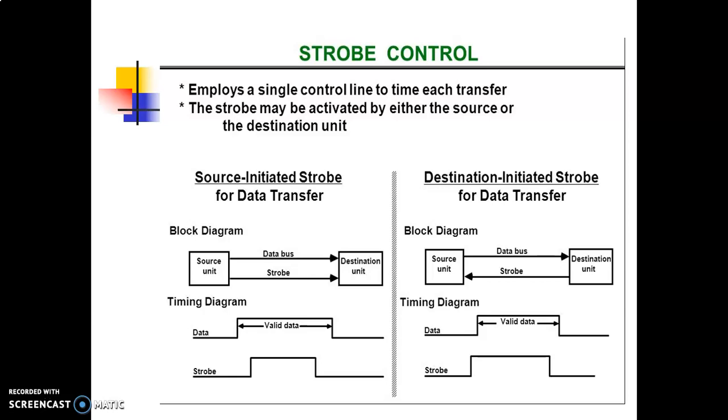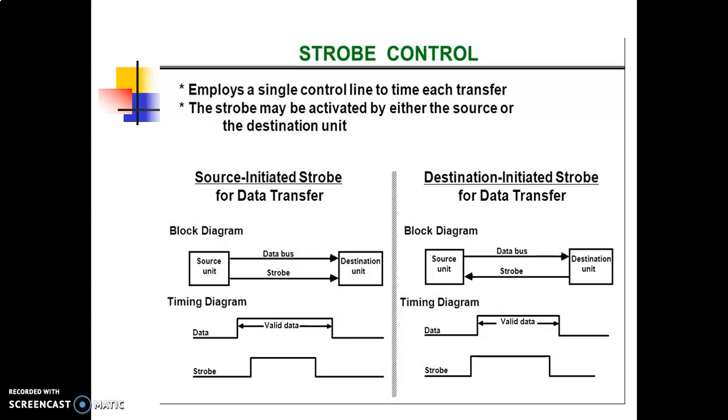The strobe control method of asynchronous data transfer contains a single control line to time each transfer. Okay, a single control line to time each transfer, and the strobe may be activated by either the source or the destination unit, as shown in the diagram on the left side. This one is a block diagram, titled source-initiated strobe for data transfer.